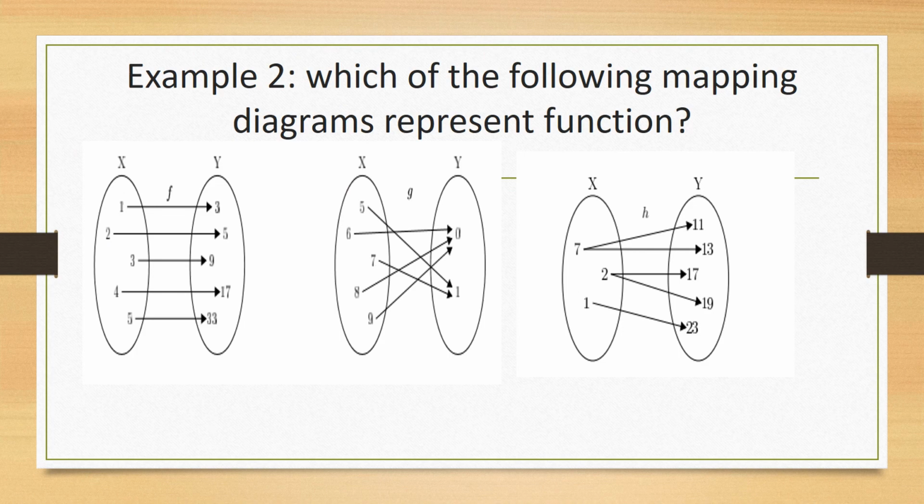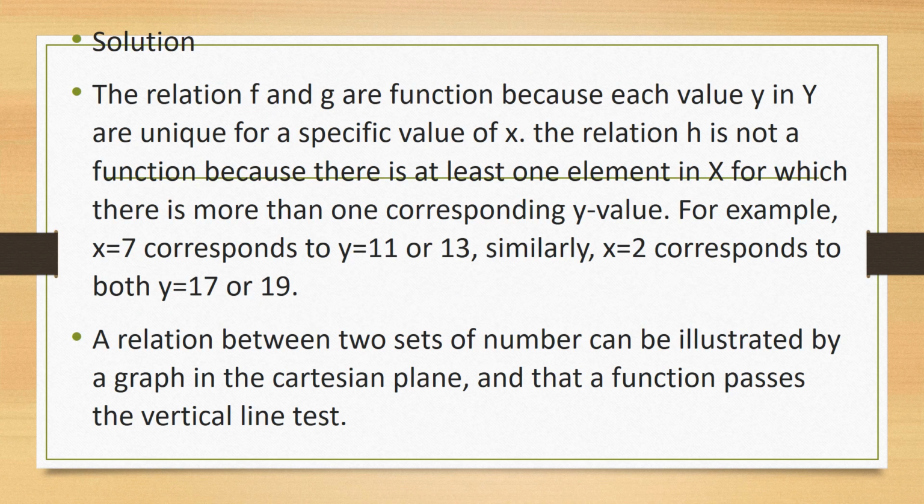Okay, so example number 2. Which of the following mapping diagrams represents a function? So first we have f, next is g, and next is h. Solution. The relations f and g are functions because each value y is unique for a specific value of x. The relation h is not a function because there is at least one element in x for which there is more than one corresponding y value.